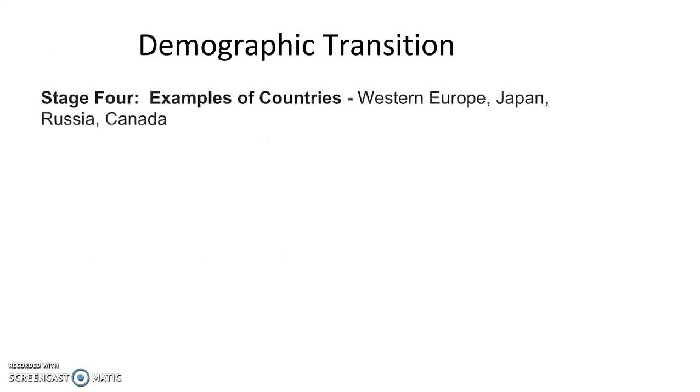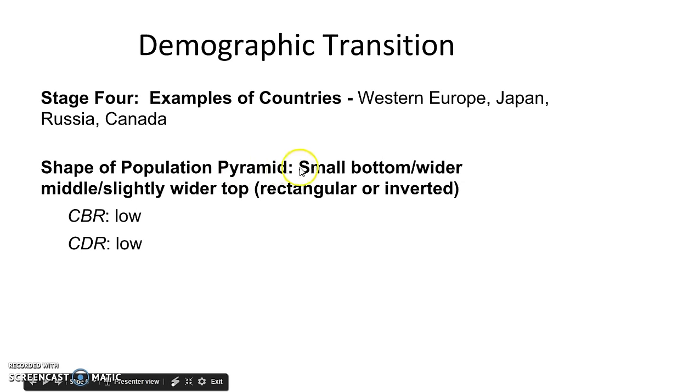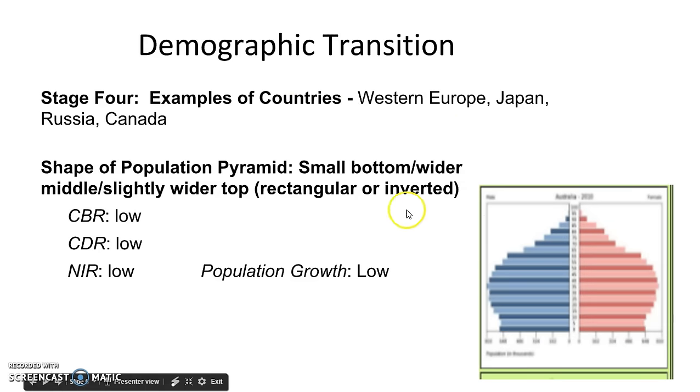When we look at stage 4, our examples of countries would be in Western Europe, Japan, Russia, Canada. You see the shape of our pyramid. We're going to have a small bottom, a wider middle, and an even wider top. You'll see that the pyramid will be more rectangular or even inverted. Why? Because we have a very low crude birth rate, a very low crude death rate, and a very low natural increase rate. Our population growth is low.